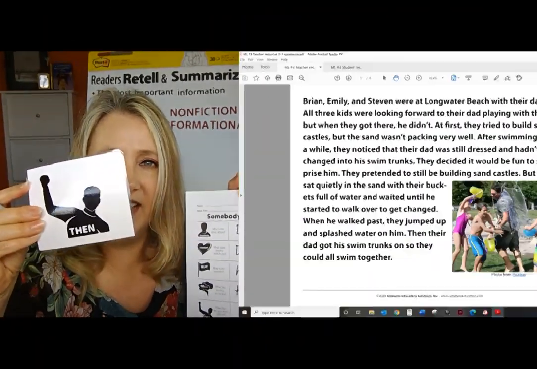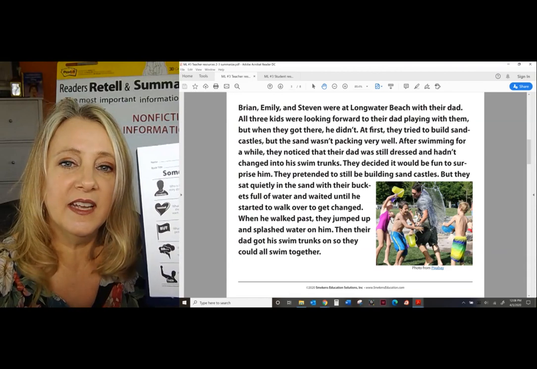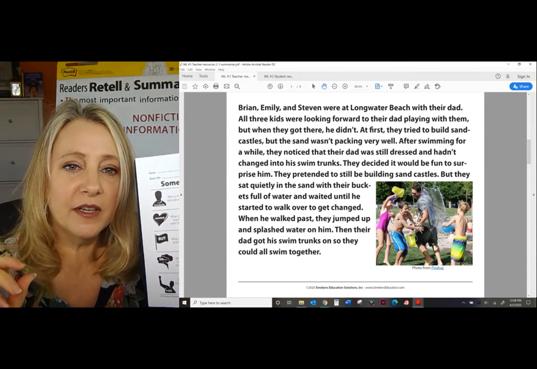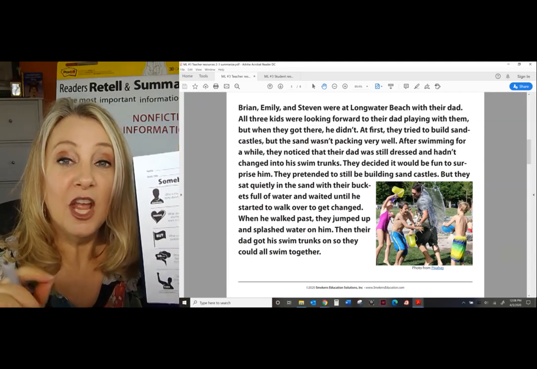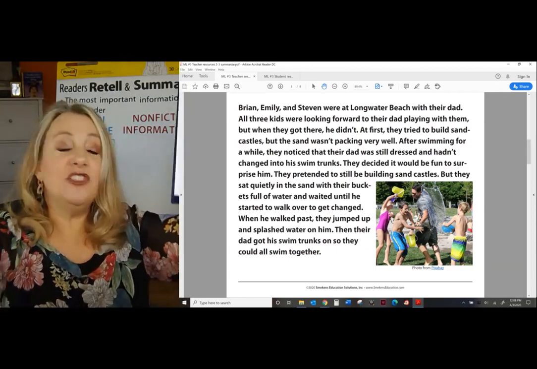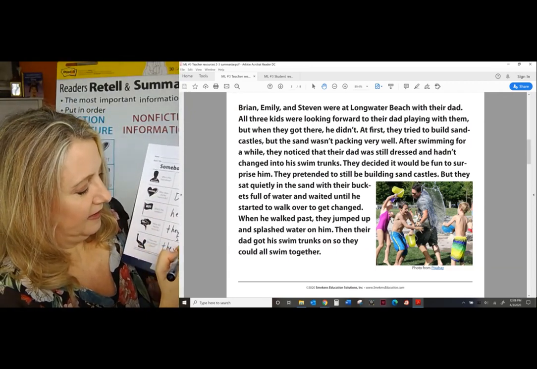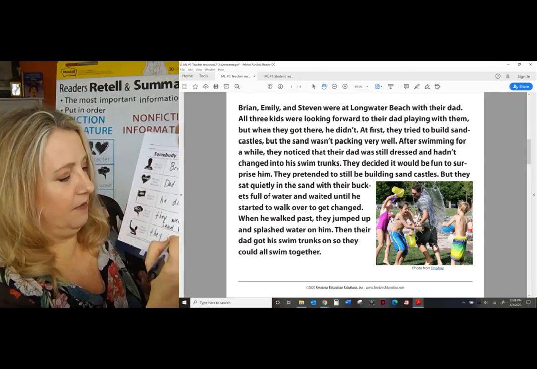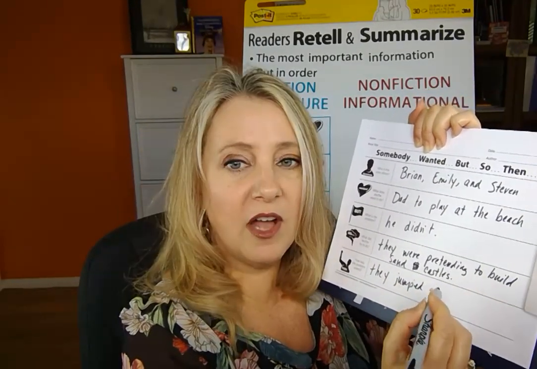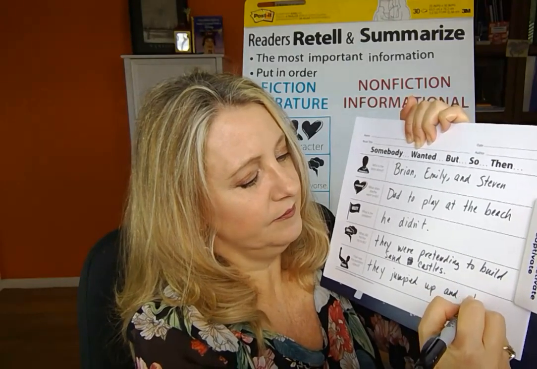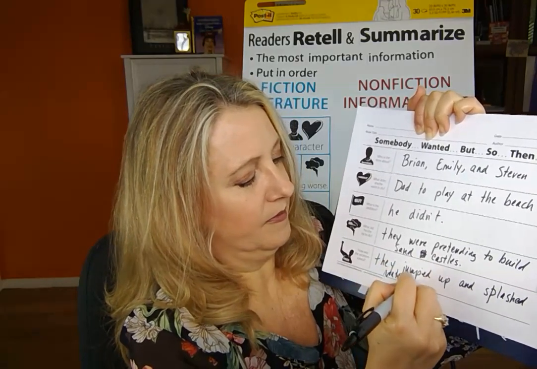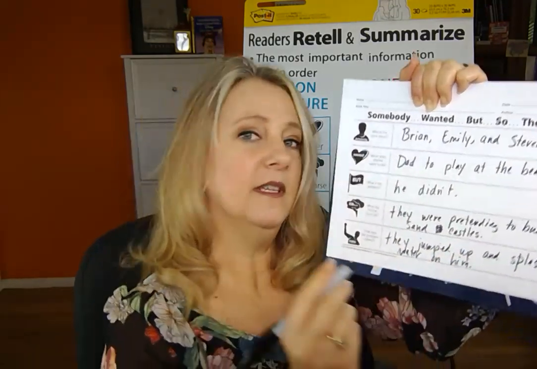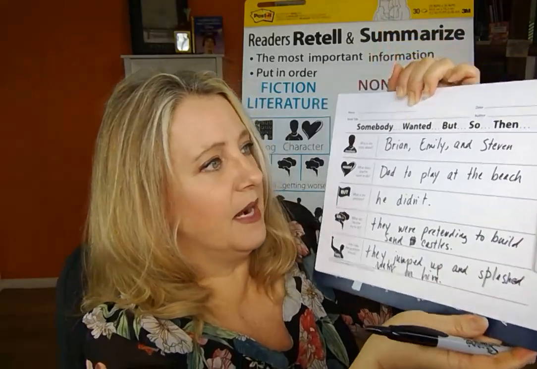All right, here's the final one. Here it is. Then what did they do? You read that last part. Yeah, so then what'd they do? They jumped up and dumped their buckets on him, right? They jumped up and splashed water on him. Whew, it's hard sometimes to write when it's down here at the bottom and I'm holding it in the air.